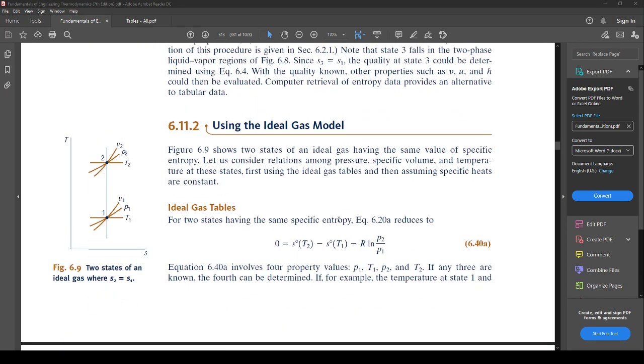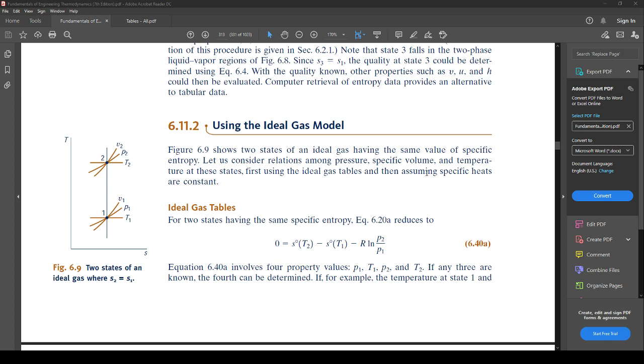So then it says, using the ideal gas model. This is the first section we're going to do with entropy through a process of constant specific entropy. It says figure 6.9 shows two states of an ideal gas having the same value of specific entropy. Let us consider relations among pressure, specific volume, and temperature at these states, first using the ideal gas tables and then assuming specific heats are constant.